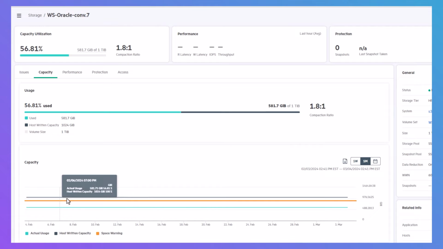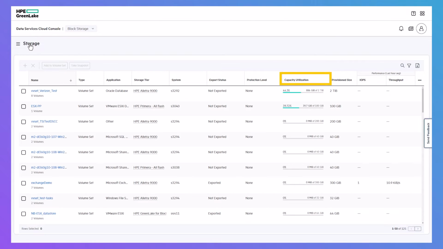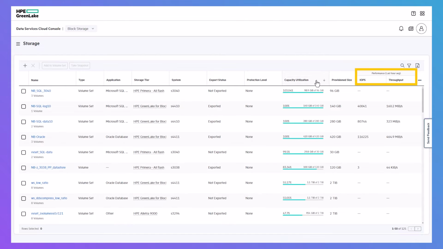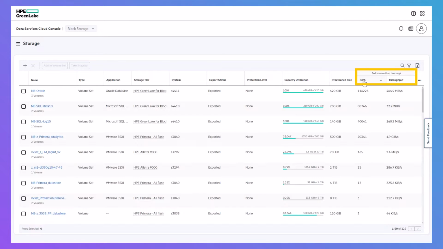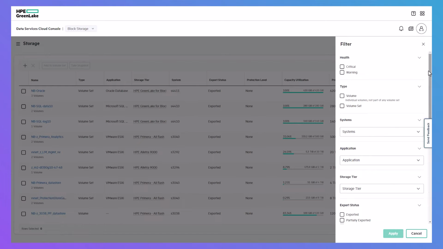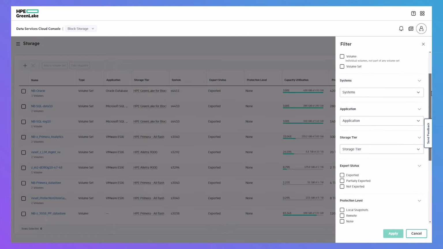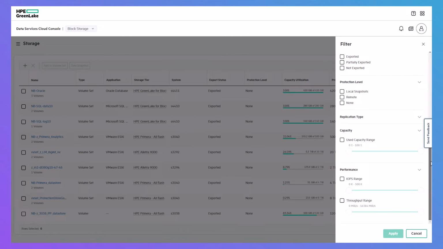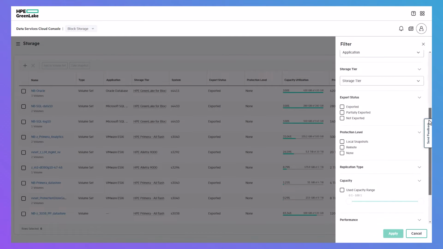And if you go to the list of volumes and volume sets, you can sort them by utilized capacity, or sort by IOPS or throughput to see those that require the most performance. You can filter your view by system, application type, or even capacity or performance. But I'll just filter for all volumes that live on HPE GreenLake for block storage.